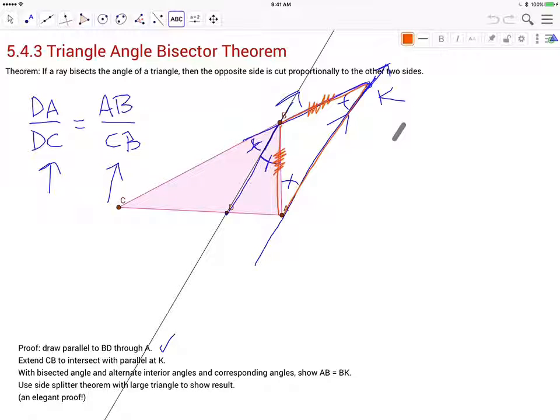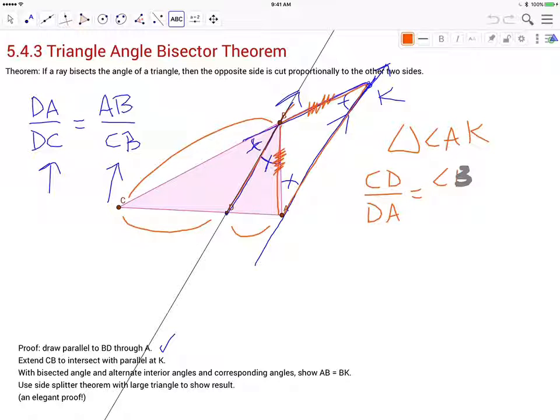Now look at triangle, the big one, CAK. CAK has a parallel line through it. We know from the side splitter theorem that CD relates to DA the same way that CB relates to BK. Well, what's really nice is that we just got finished saying that BK is congruent to BA. So I'm going to replace it by substitution.